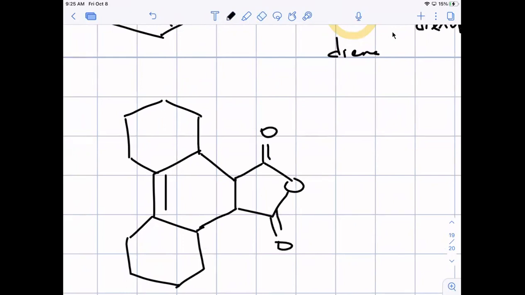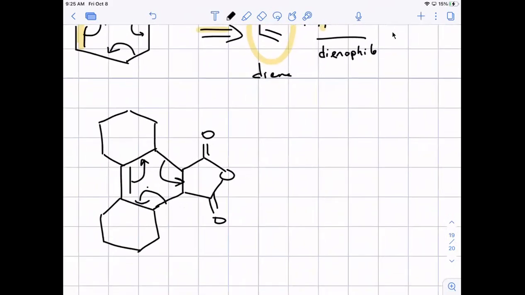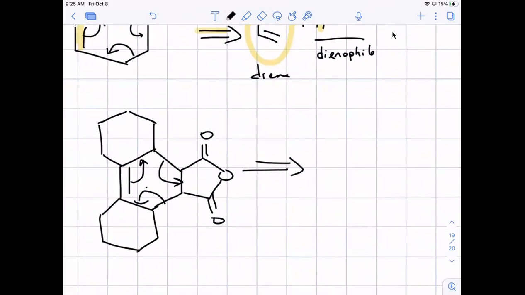Where are we starting? Where the alkene is, right here. We're pushing this pair of electrons here like that. We're going to break this bond and push those electrons here. We're going to take these electrons and put them here. It's that simple, right?